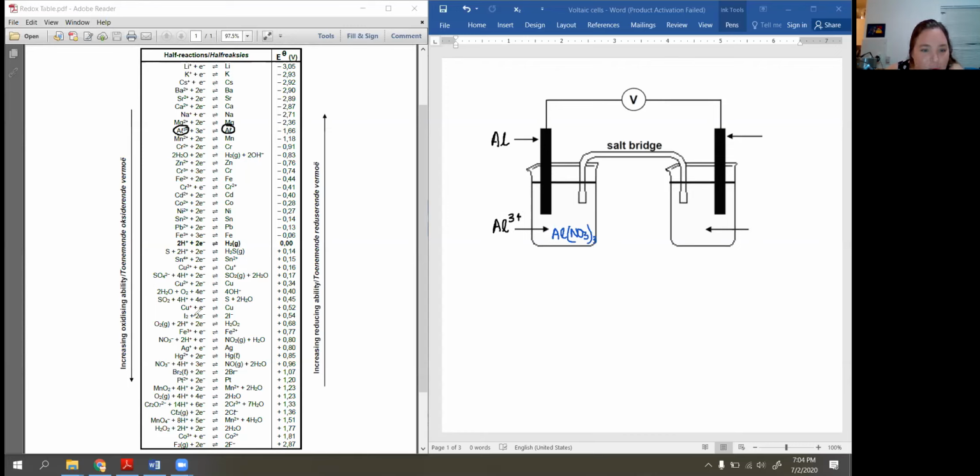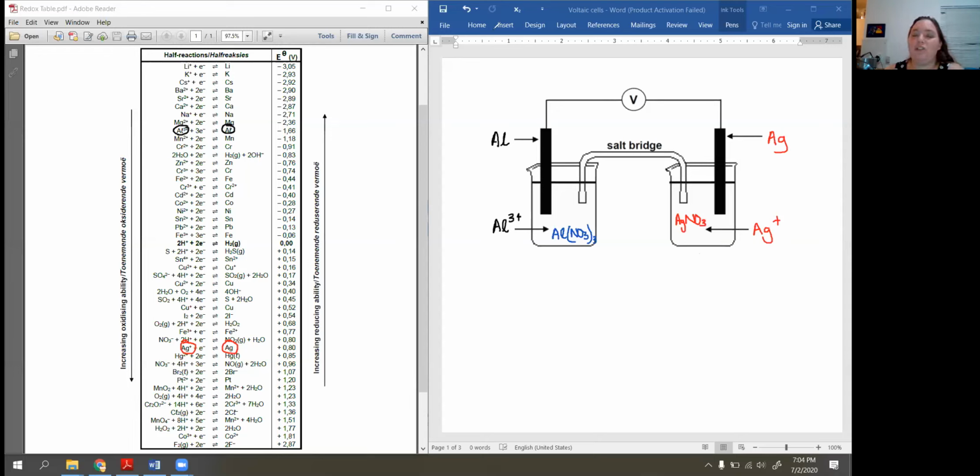Then I'm going to pick another half reaction, and I'm randomly picking these today. I haven't really even thought particularly about what we're going to do. I'm going to go for silver and silver plus, just because I feel like it. So this electrode will be silver, and the electrolyte will be silver plus. Silver is an exception. You can't do silver chloride. You can only do silver nitrate. It's the only soluble silver salt.